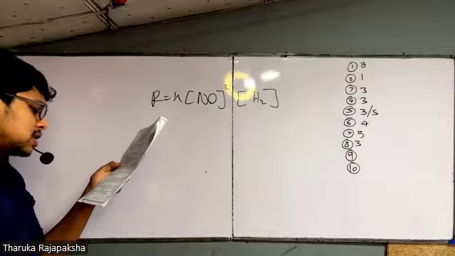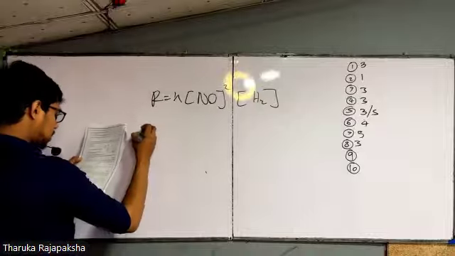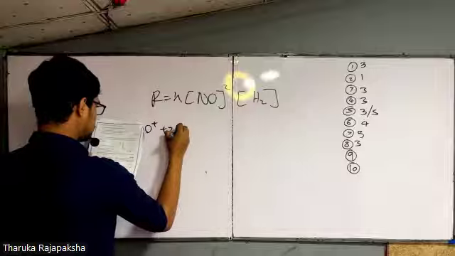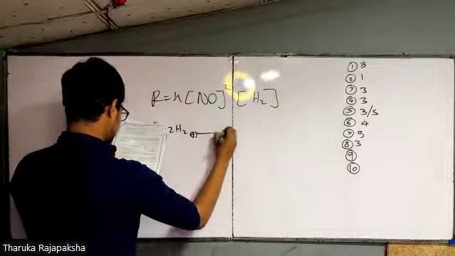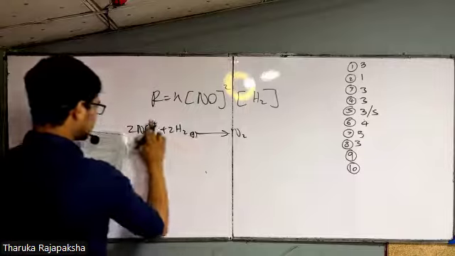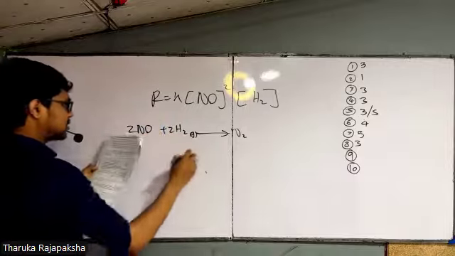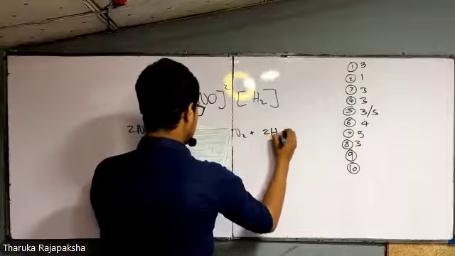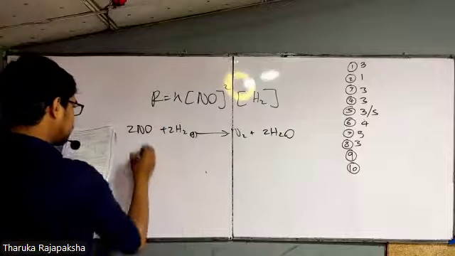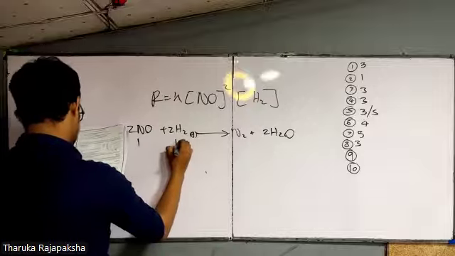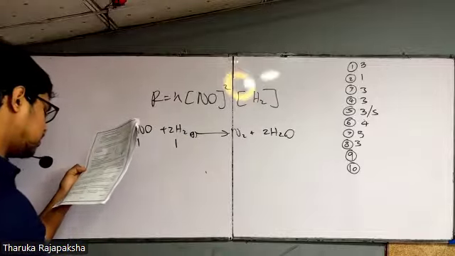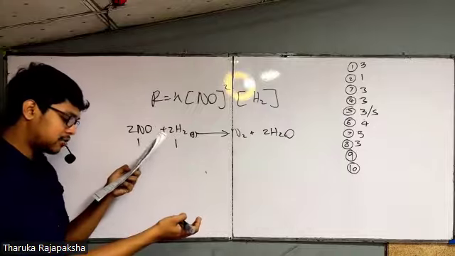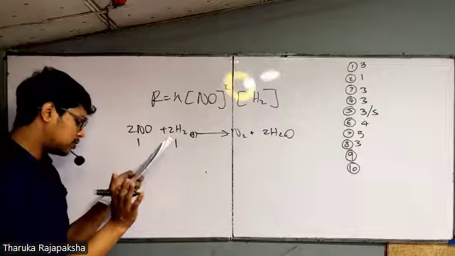The rate of formation, we have to draw a rice chart now. NO plus 2H2 gas gives nitrogen gas plus 2H2O. 1 mole of NO and 1 mole of H2 gas was allowed to react. The rate of formation of N2 gas initially was 0.02 mole per second.